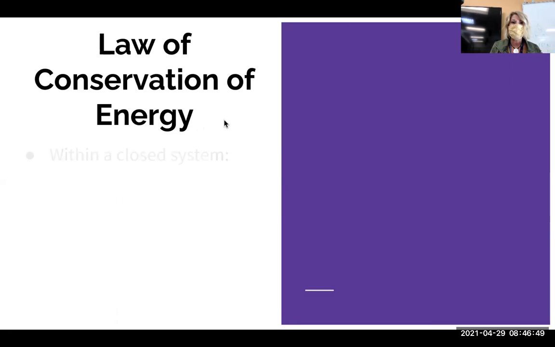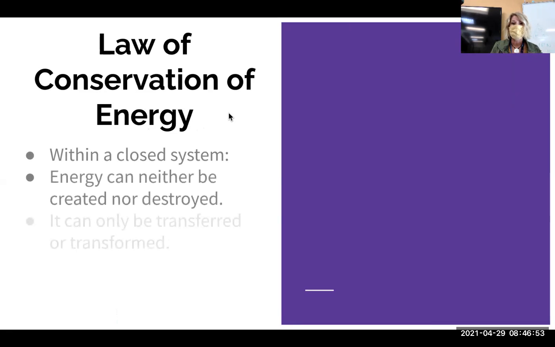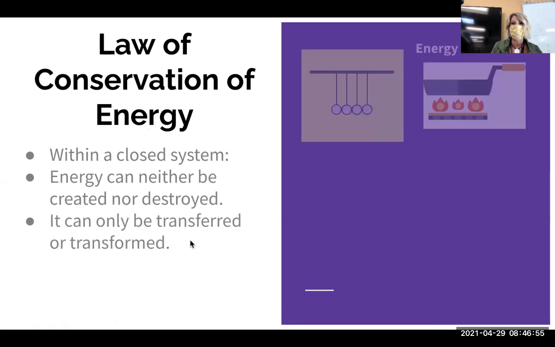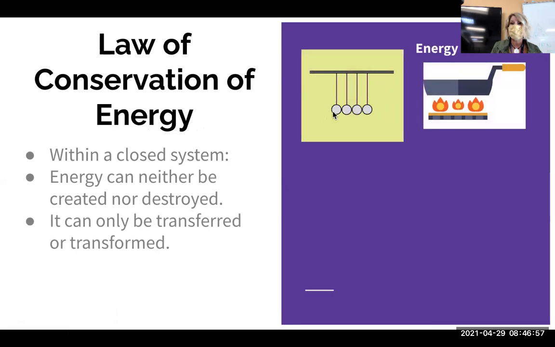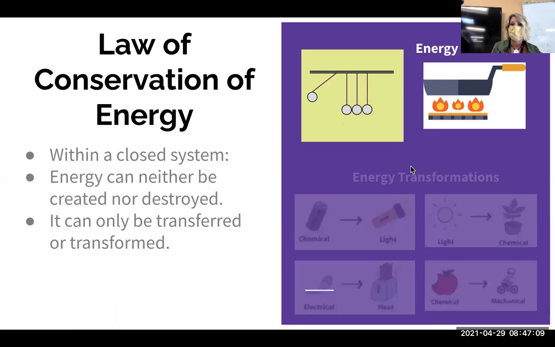All right, law of conservation of energy, much like law of conservation of matter, which we've already covered this year, states that energy cannot be created or destroyed, right? But it can be transferred or transformed. So transferred means maybe transferred from one object to another, like as in this pendulum or this Newton's cradle. Or like this one, heat energy being transferred to the pan, which is then transferred to the food inside so that it can be cooked.